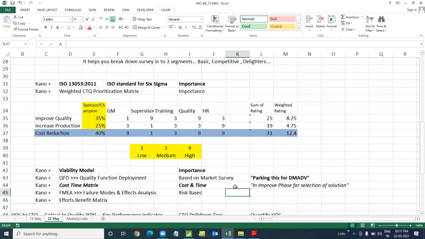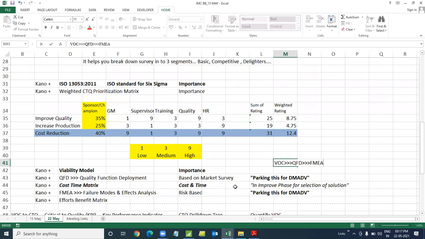Now, coming back to FMEA, if we recall that logic, again, parking this for DMADV. Why? Again, just want to make sure that we are clear about this. Voice of customer, followed by quality function deployment. You select what it is that we need to create based on customer demand, whatever the customer requirements are, whatever the customer is looking for. Followed by FMEA, we do risk management, and then we go for design of experiment to design the product statistically. So we'll be doing it in the same sequence when we get to the DMADV part of it.